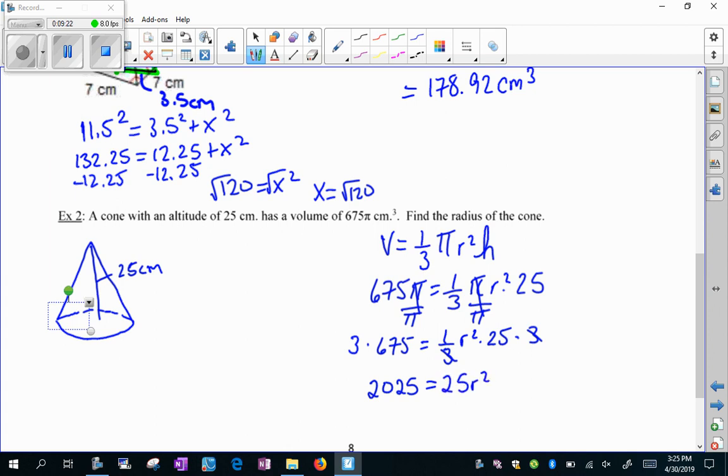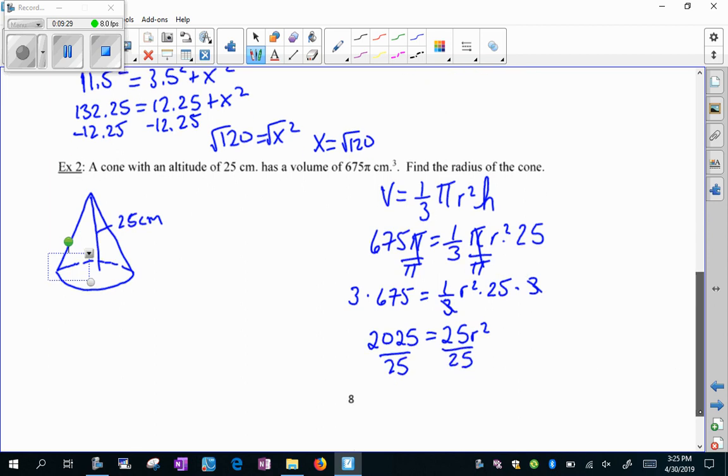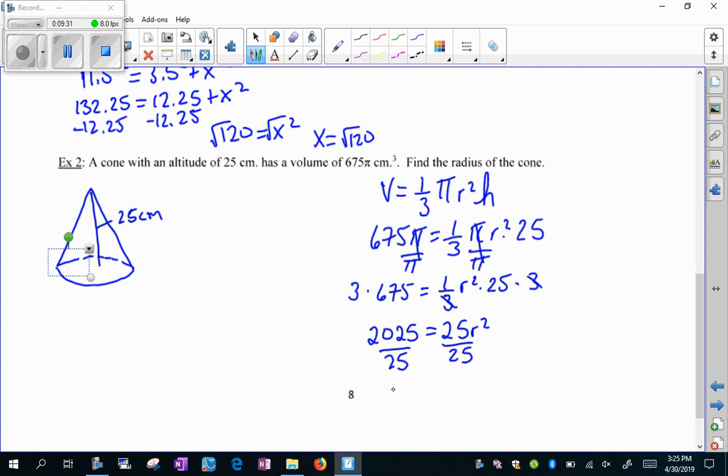Okay, I'm going to divide both sides by 25. And I get 81 equals r squared. Okay, again, I'm not looking for r squared. I'm looking for the radius. So I'm going to square root both sides, and r equals 9 centimeters.